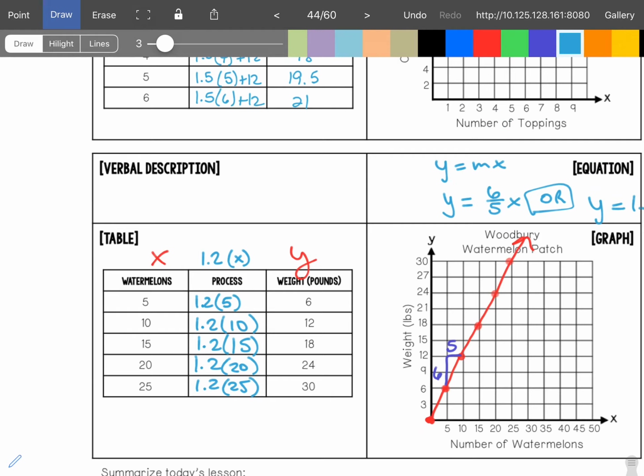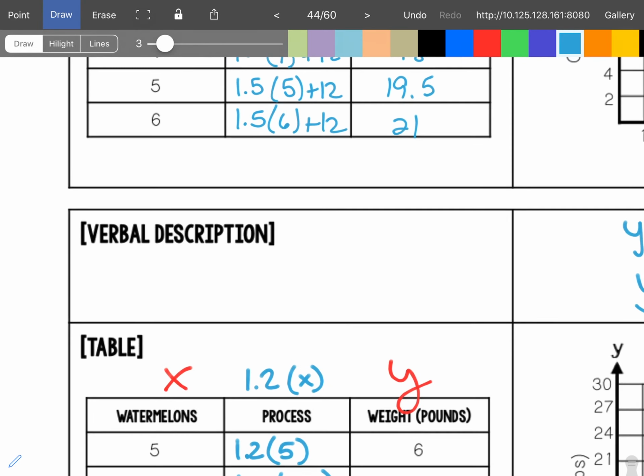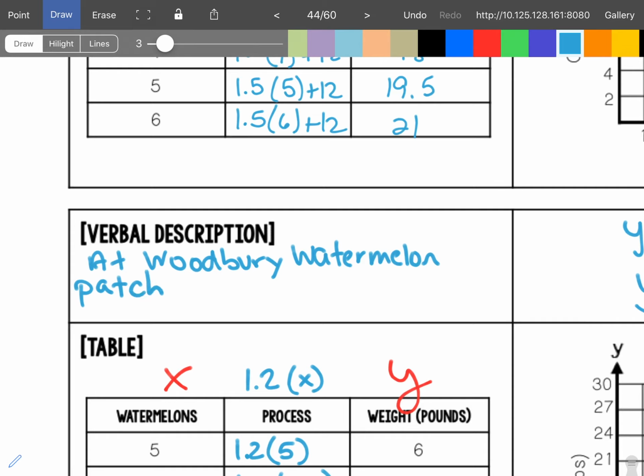So all we have to do is fill in our verbal description. We've got a watermelon patch, and every 5 watermelons is 6 pounds. Or if we divide it, we can see that we get 1.2, which means that at the watermelon patch, each watermelon weighs 1.2 pounds.